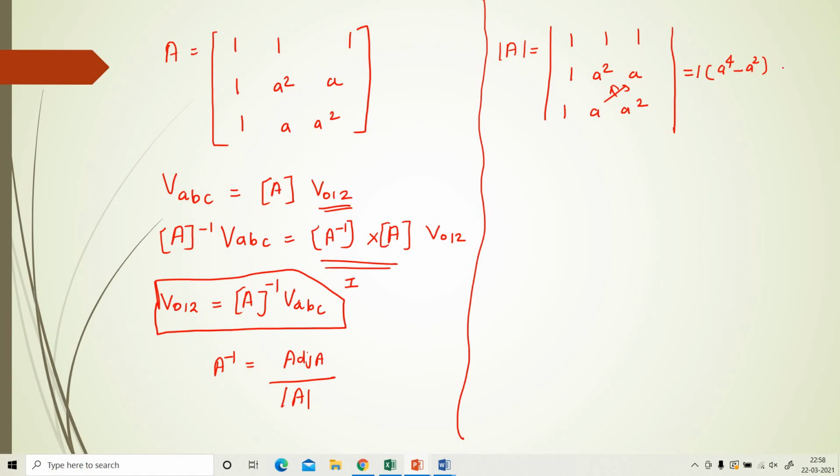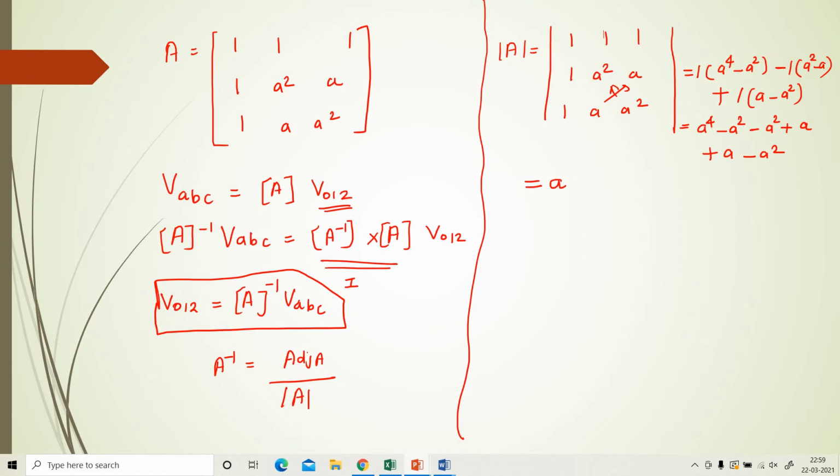Then minus 1 of A square minus A, plus 1 of A minus A square. So A power 4 minus A square minus A square plus A minus A square. What about A power 4?